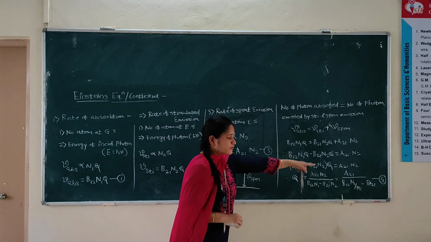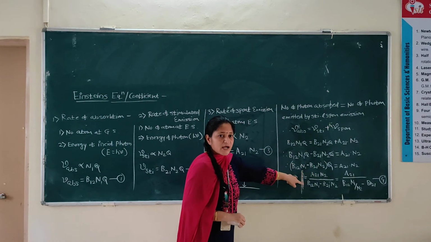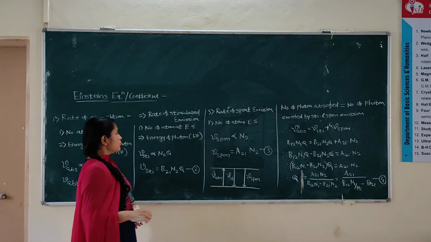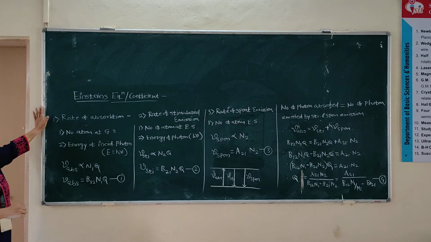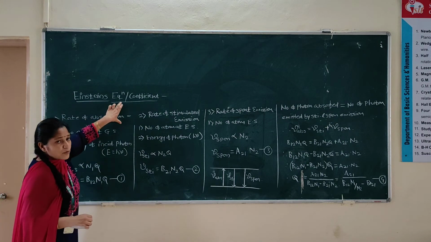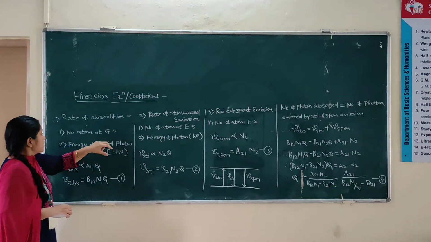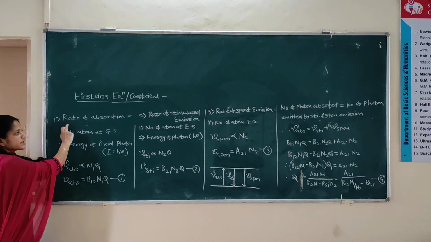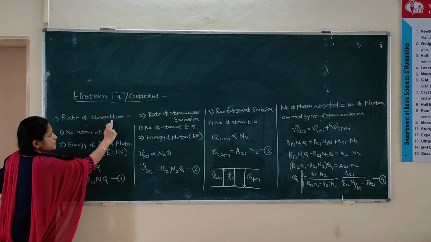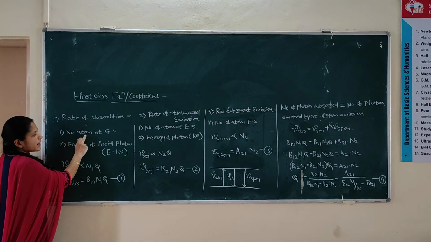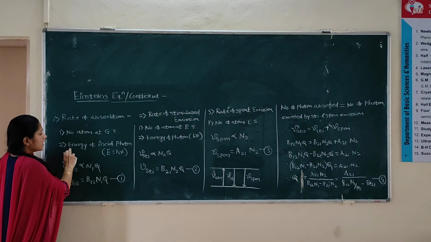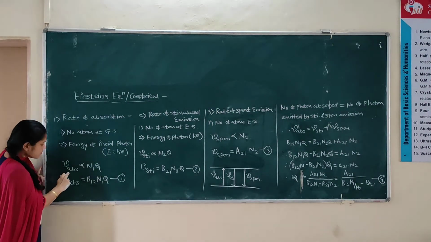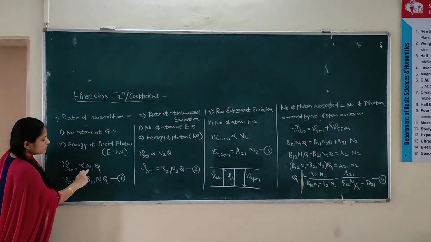Therefore this equation 4 is nothing but the Einstein equation, or we can say the Einstein coefficient. One more time I will explain. The Einstein coefficient depends upon 3 factors. First one is the rate of absorption. This rate of absorption depends upon the number of atoms at ground state and the energy of the incident photon. Therefore we can write the equation: gamma absorption is proportional to N1 into Q.